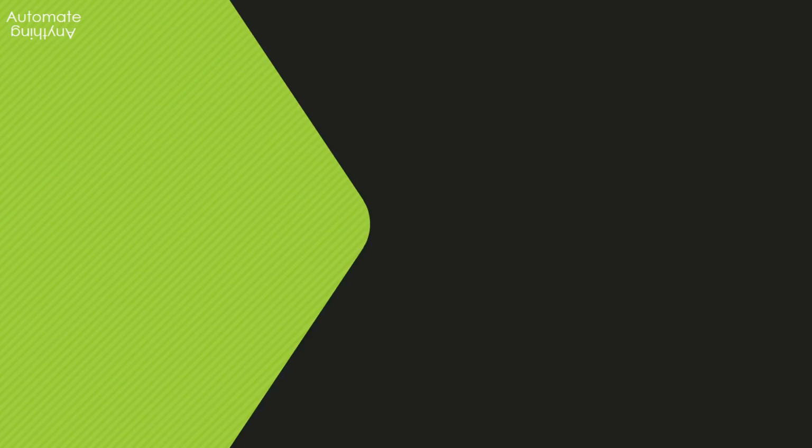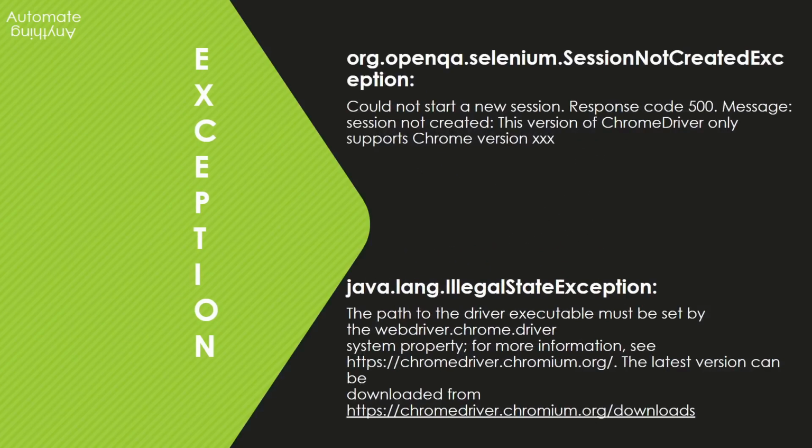If you are seeing this video, that means you have faced some exception during your automation code. You must have faced the session not created exception or illegal state exception while starting the browser. Session not created exception was thrown when the version of the Chrome driver or any other browser driver does not support the installed browser versions. And illegal state exception was thrown when the system property for the respective browsers is not set.